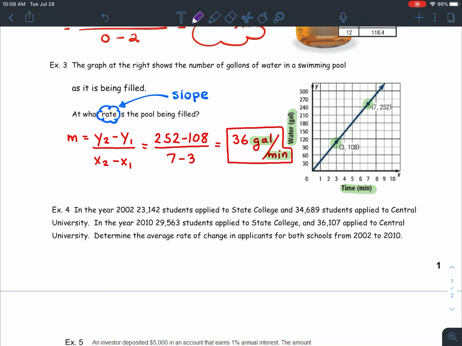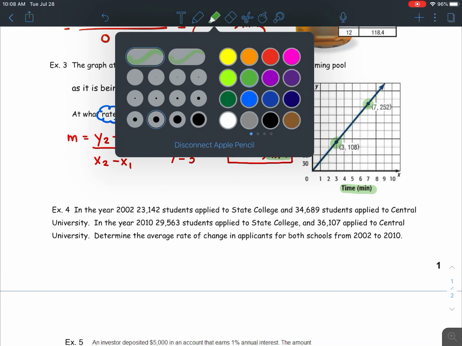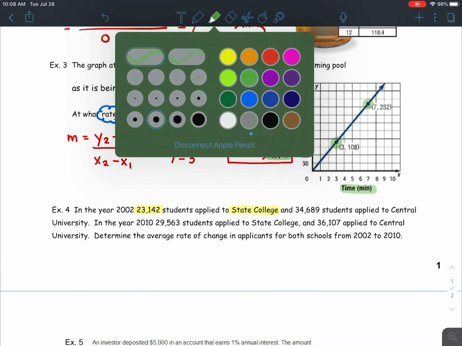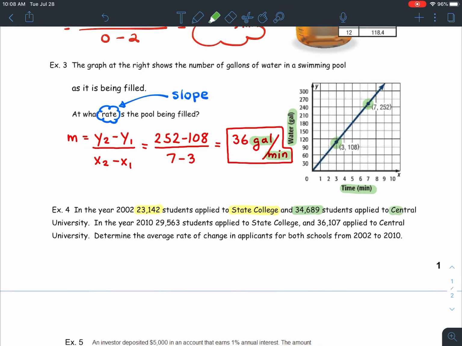I'm going to read through this problem. It's going to sound like there's a lot of numbers initially, but if we organize this well on our paper, this actually is pretty easy. It says in the year 2002, there were 23,142 students who applied to State College and 34,689 students who applied to Central University. To make this easier, I'm going to go ahead and highlight these. For 2002, we said there were 23,142 students that applied to State College, and then 34,689 who applied, rather, to Central University.